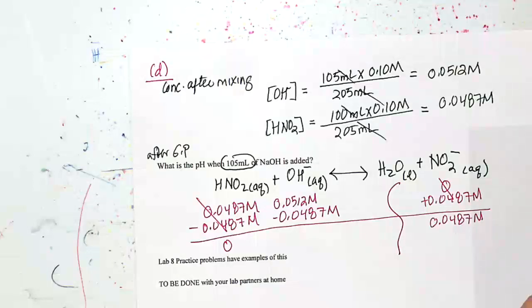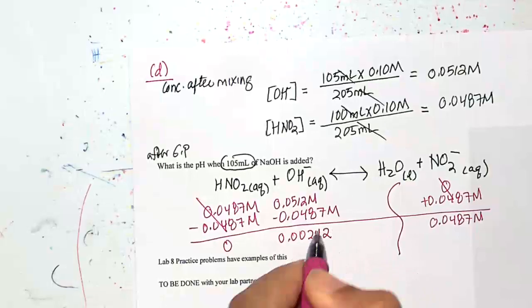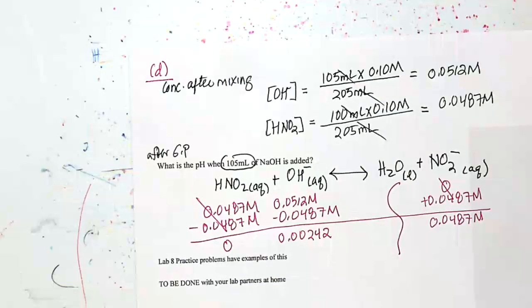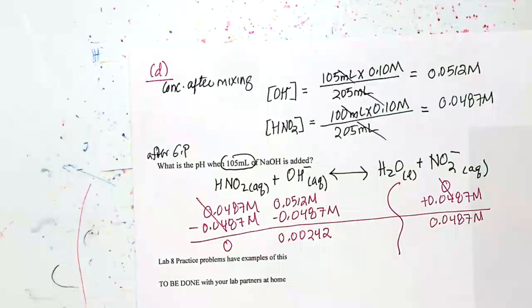I'm getting 0.00242. Something like around this. Let me just do it here. Yeah, 0.0025 or 0.00242.